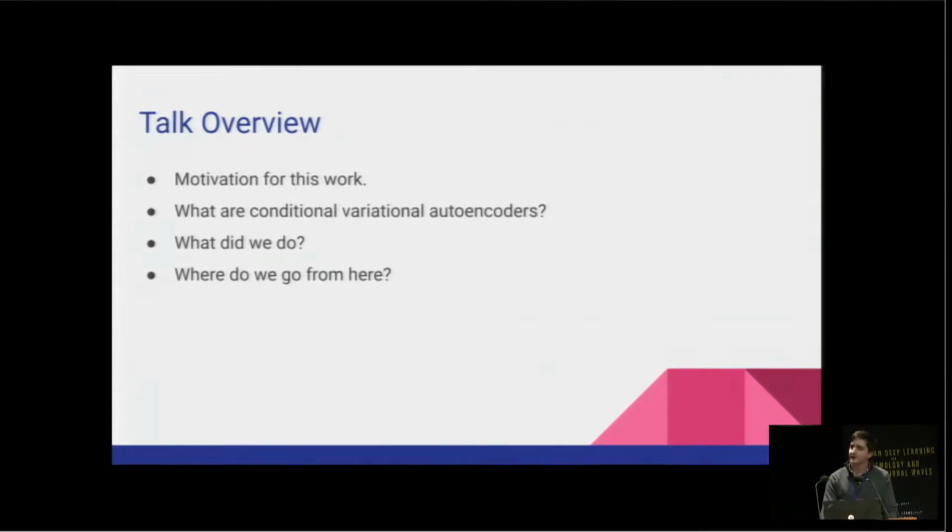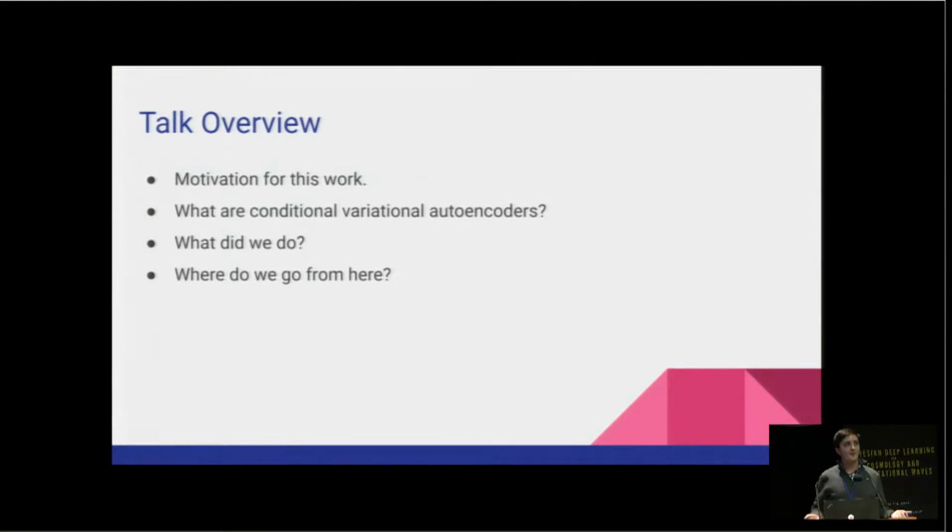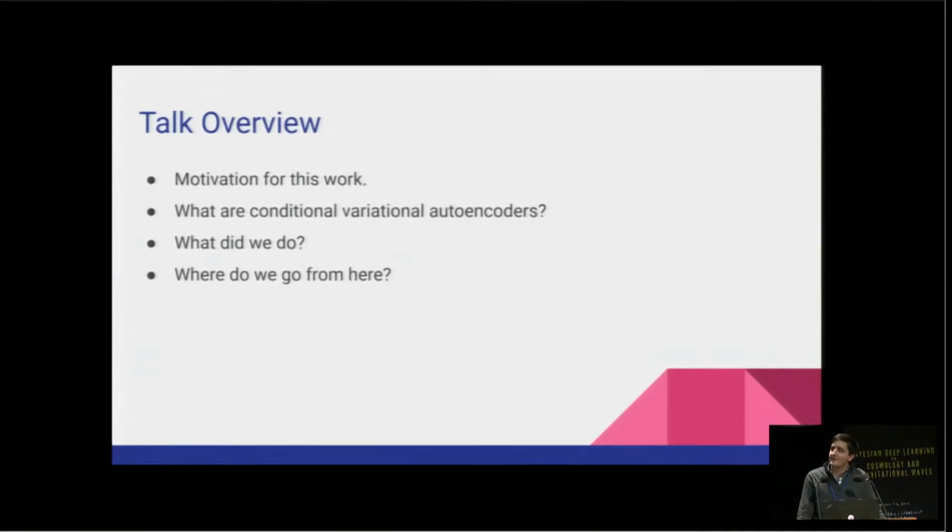So a brief overview of the talk. First off, I'll go into some motivation for why we do this work. Then I'll talk a bit about what conditional variational autoencoders are, and of course, the particular variant of that we use, talk about what we did, and then given those results, where are we going to go from here?